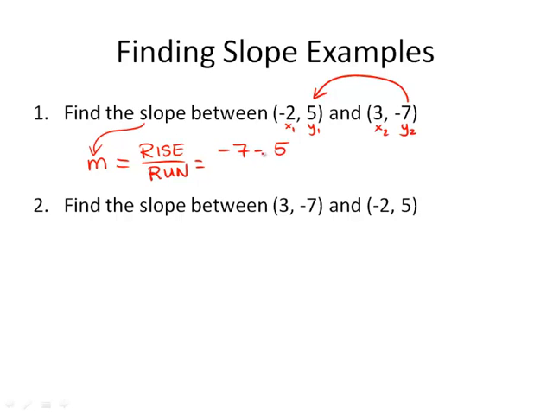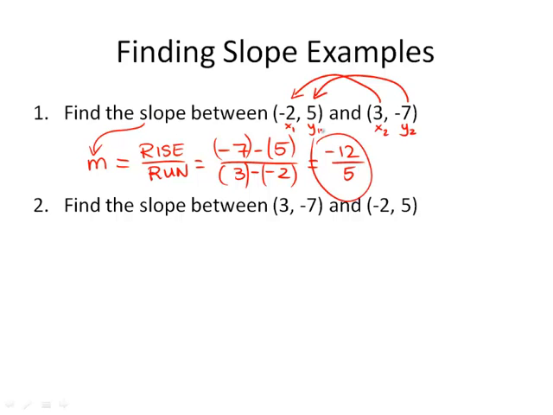So negative 7 minus 5. And then let's do the same to find the run, 3 minus negative 2. Notice the points will be here, but the minus will always be in the middle. So sometimes you will have double signs. So we've got negative 7 minus 5, giving you negative 12, and 3 minus negative 2, giving us 3 plus 2, giving us 5. That can't simplify any further. We're done. That is our slope.